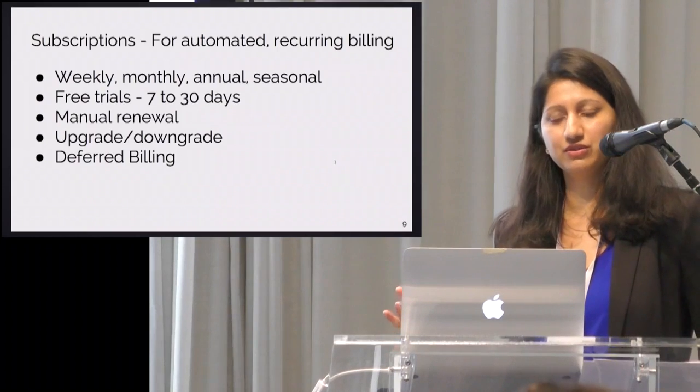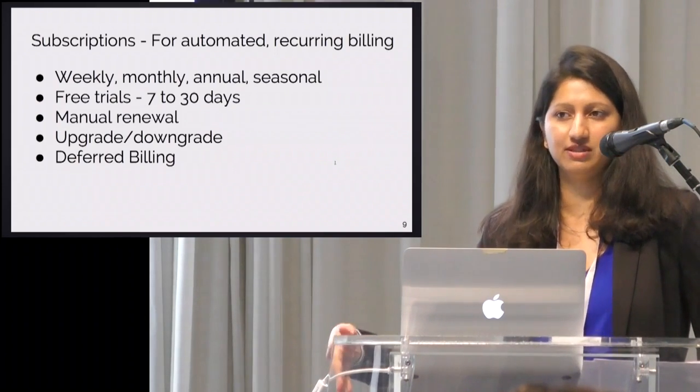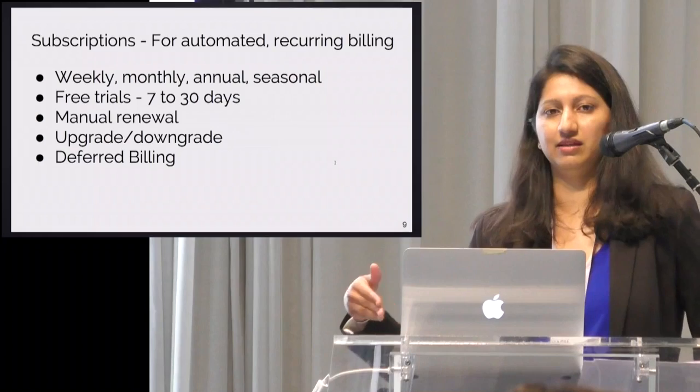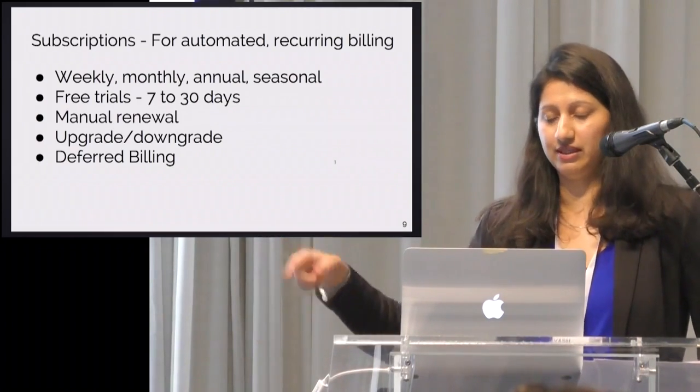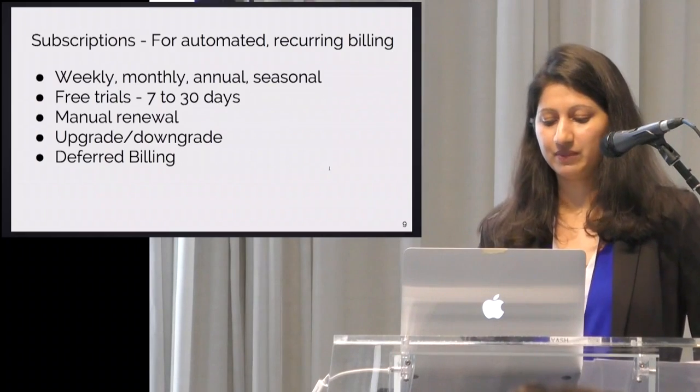Other options you get with subscriptions are manual renewal, which means a user can go in and manually renew the subscription. So if it was renewing on September 1st, if they go in and renew it again, the expiration date continues, the renewal date continues till October 1st.